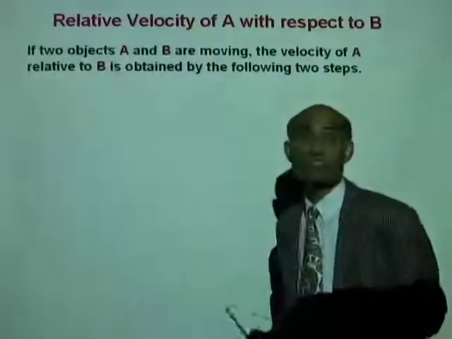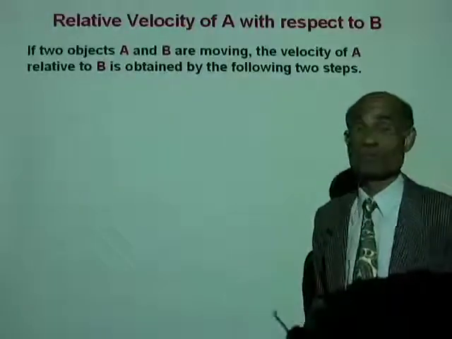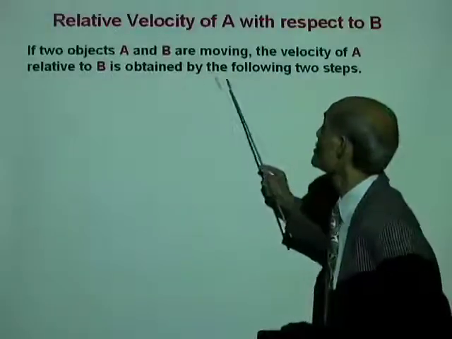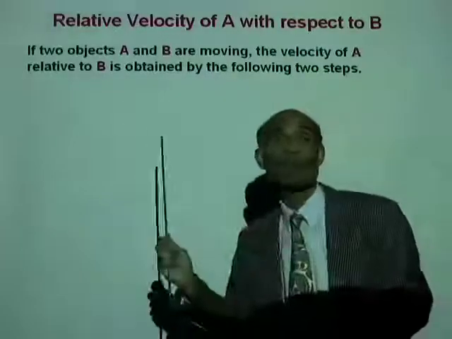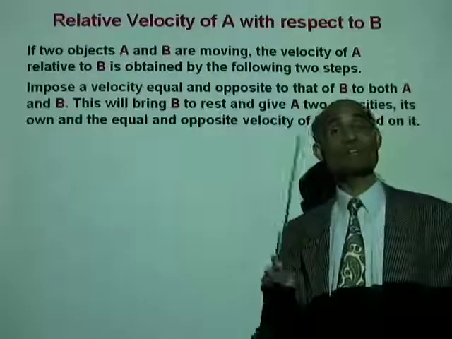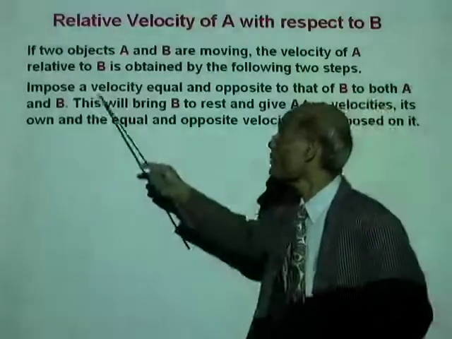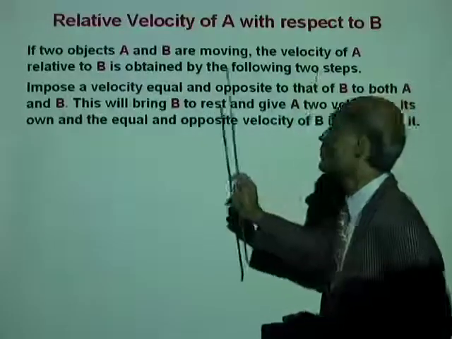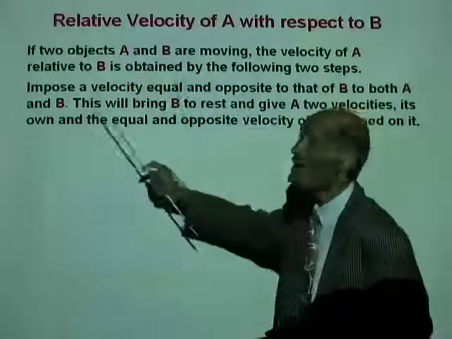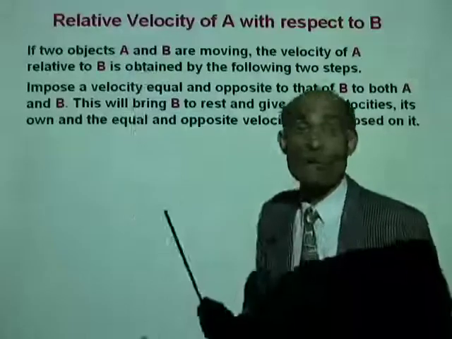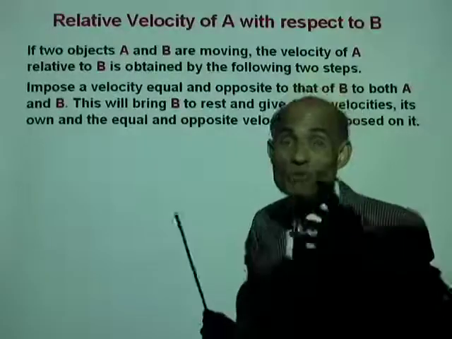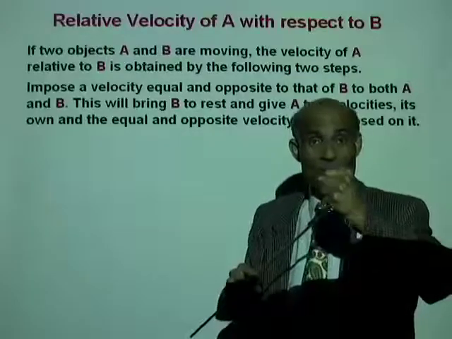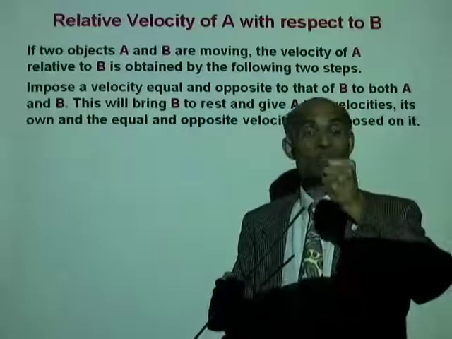If two objects A and B are moving, the velocity of A relative to B is obtained by the following two steps. What is the first step? Impose a velocity equal and opposite to that of B to both A and B. Why do we do that? In order to bring B to a stop. B is our reference frame. The reference frame is brought to a stop.